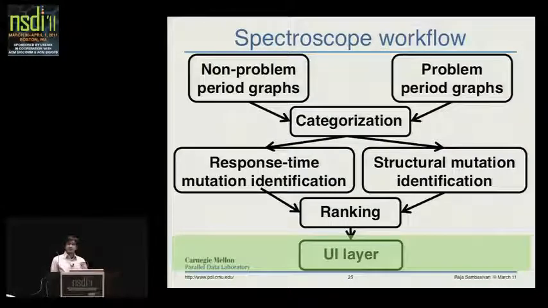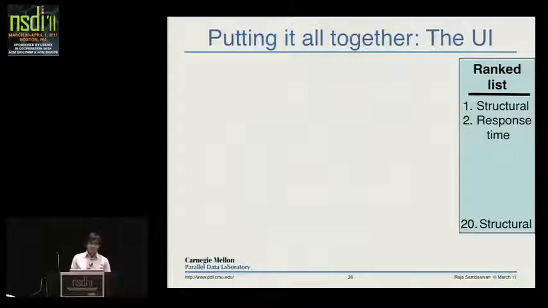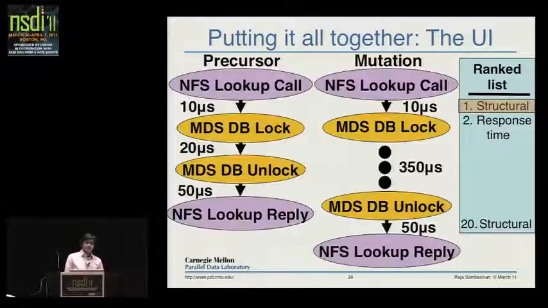All right, finally, I'd like to give you a quick mock-up of the UI layer for this tool. In the UI layer, you see a ranked list of the categories containing mutations, and the developer can click on any of these categories. He might decide to investigate the highest ranked one first. In this case, there's a structural mutation category, and it will show you both the structural mutation and its precursor, and the developer could look at it to understand how these differ in order to localize root cause.